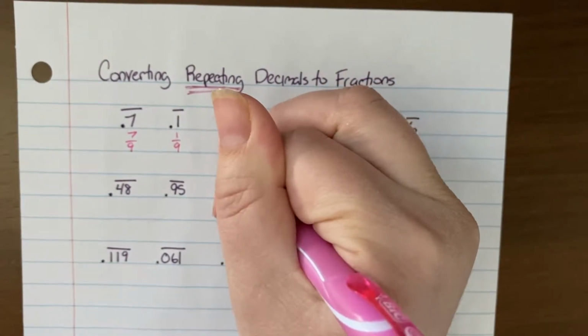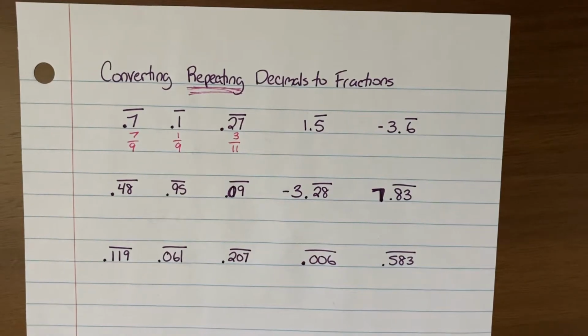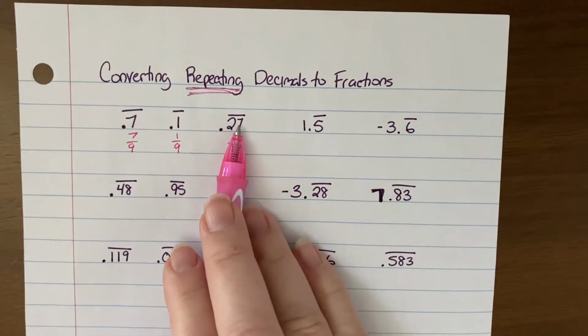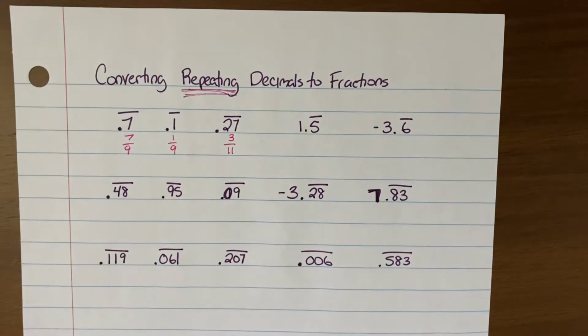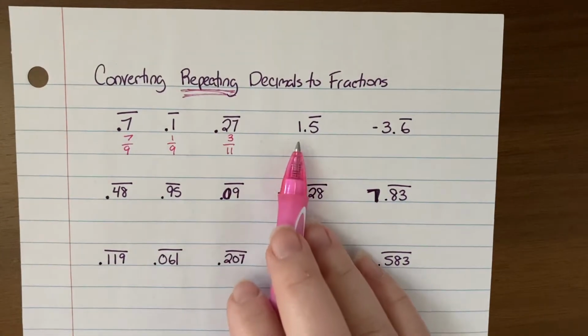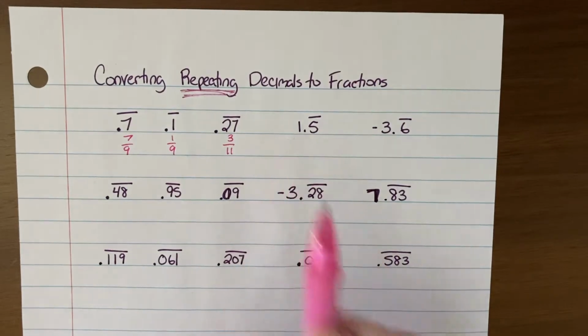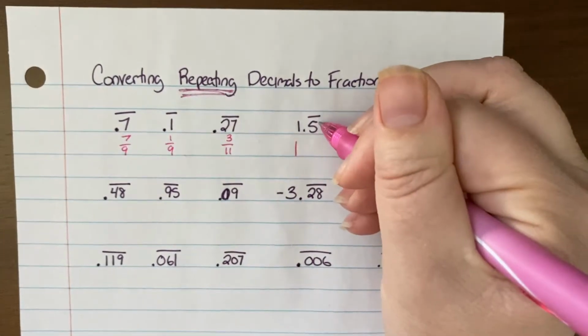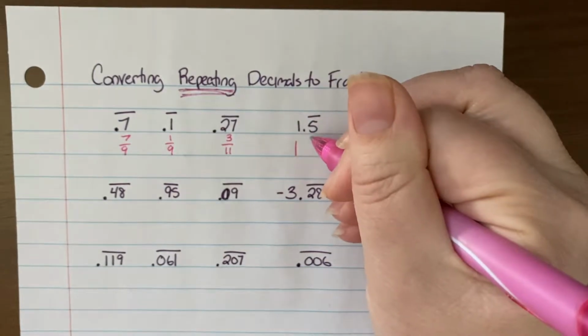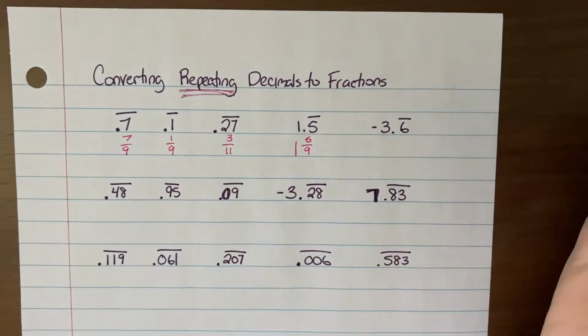And again, if you haven't seen that other video, that might not have made too much sense. But stick with me because once I teach you the other trick, you'll be able to get to 3 11ths pretty easily there. 1.5 repeating. So this 1 tells me that I have one whole number, and then 0.5 repeating, since it's one digit repeating, it's just 5 over 9.